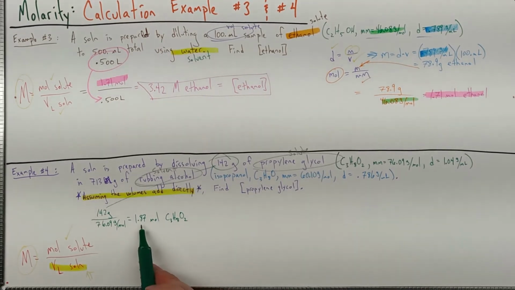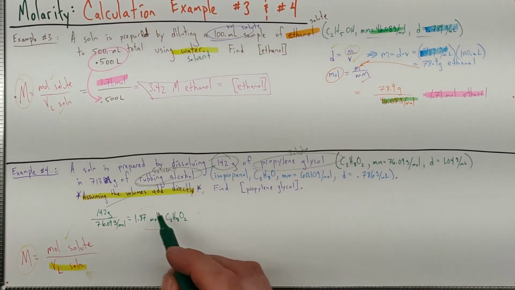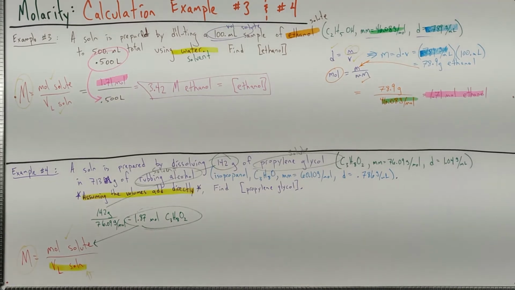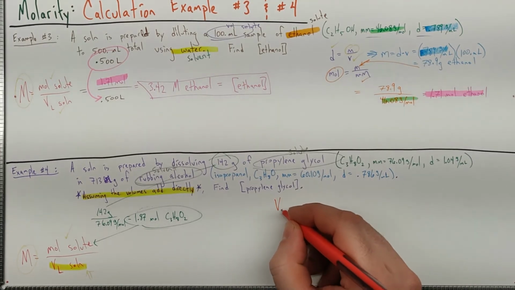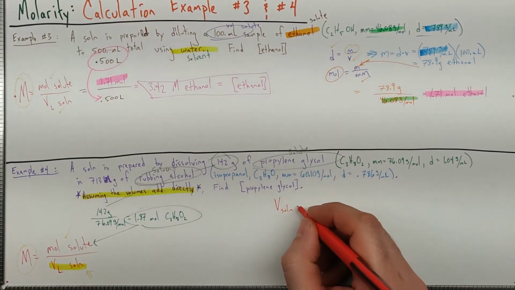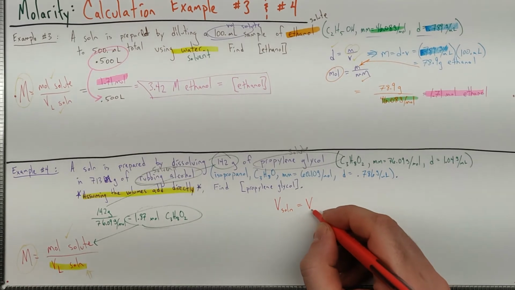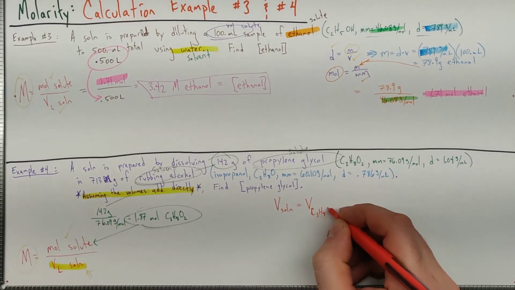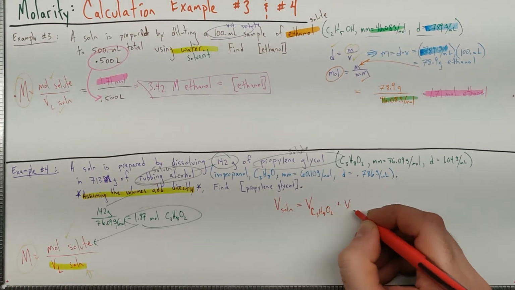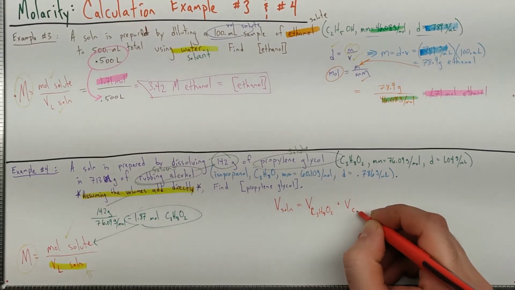So that is a number we need. In fact, that number is going to go right there. To get our volume in liters of solution, in fact, I'm going to put the liters on pause. It's going to be the volume of the propylene glycol plus the volume of the rubbing alcohol.